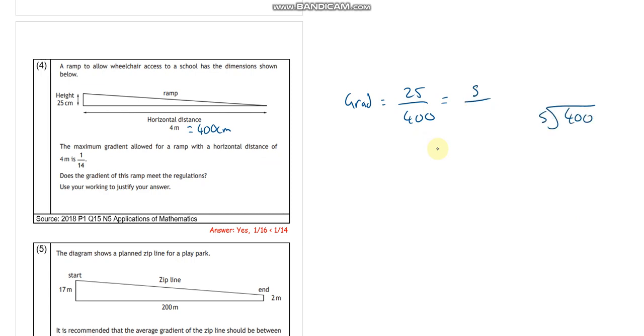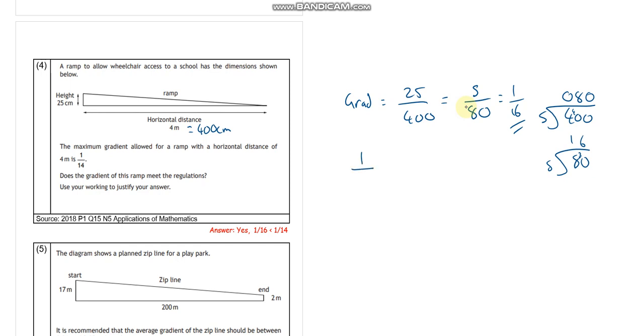So I'm going to end up with 5 and 400 divided by 5. Just do your little chimney sum. 5 into 4 doesn't go. 5 into 40 is 8. It's a 5 over 80. I can still divide by 5. So divide by 5 again. That gives me 1. And then 80 divided by 5 gives me 16. So the gradient is a 16th.